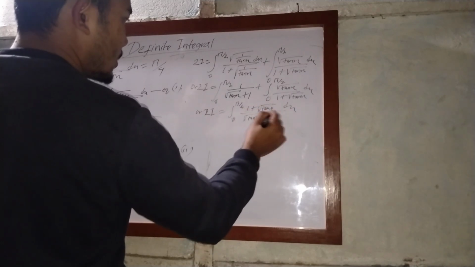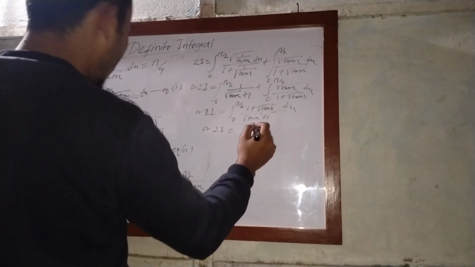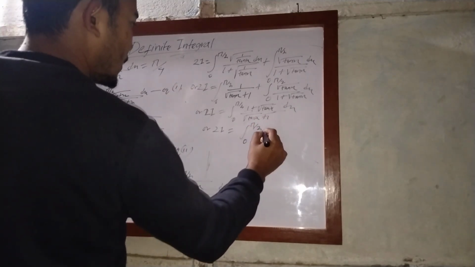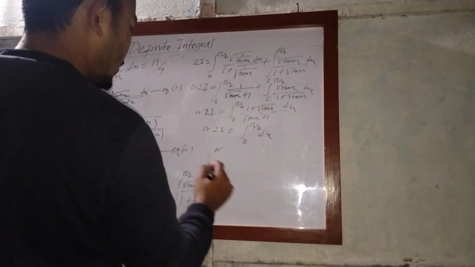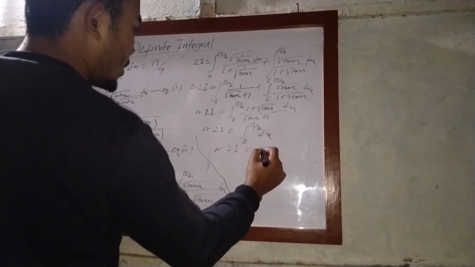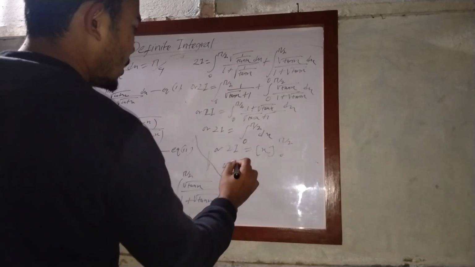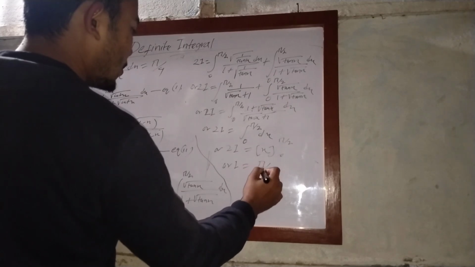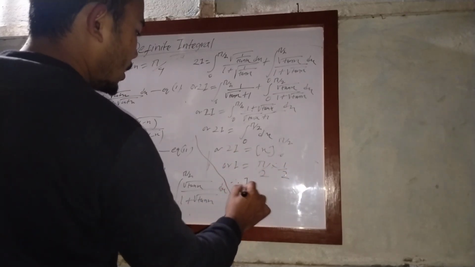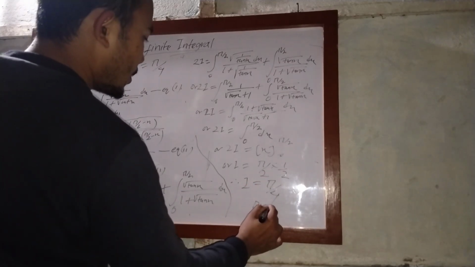dx, which gets cancelled. Now 2I is equal to the integral from 0 to pi by 2 of dx remains. Now integrating, we get x with upper limit pi by 2 and lower limit 0, so we get pi by 2, and this 2 gives 1 by 2, therefore I is equal to pi by 4. Hence this is proved.